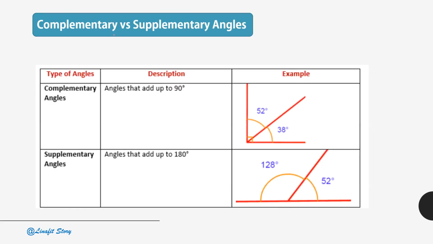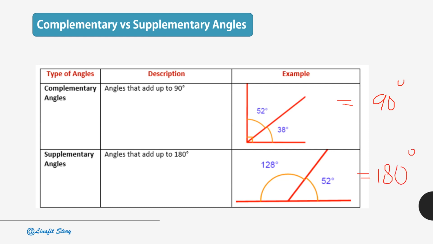Complementary versus supplementary angles. The first type is the complementary angles, meaning the angles that add up to 90 degrees. So for example here, 52 plus 38 equals 90 degrees. But the supplementary angles are angles that add up to 180 degrees. So over here, 128 plus 52 equals 180 degrees.